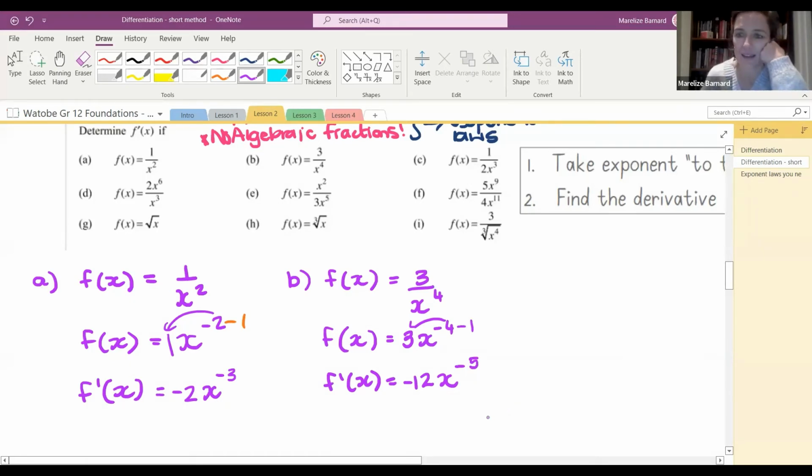Okay, everyone, give it a go for question C. And we'll check in about 2 minutes. Post your answers in the chat when you're ready.